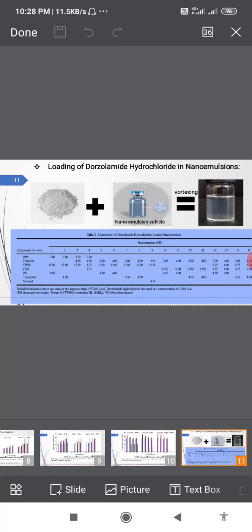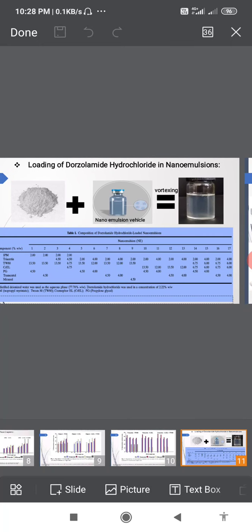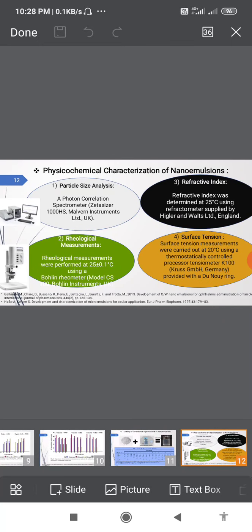dissolve 2.22% weight by weight dorzolamide hydrochloride, and vortex it until a clear dispersion forms. This is prepared 48 hours before investigation, because the drug should attain thermodynamic equilibrium in the oil, surfactant and water phases. Now the physicochemical characterization of nanoemulsion.